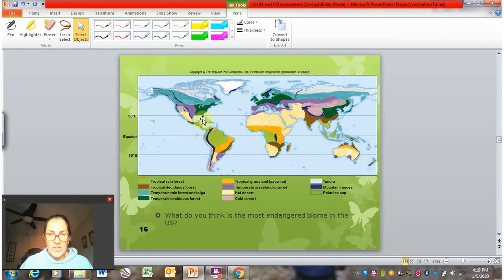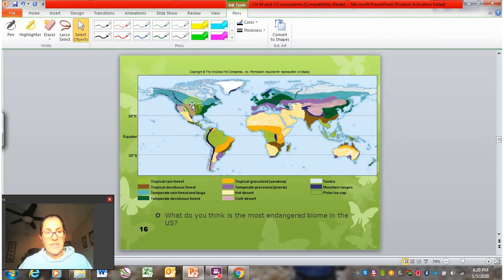Taking a closer look at the United States, we can see that we have temperate deciduous forest, temperate grassland. There's a mountain range. We have cold desert here, and then some more temperate grassland along the edge here. And so we get some of this unique patterning here because the Rocky Mountains have a big impact on North America.